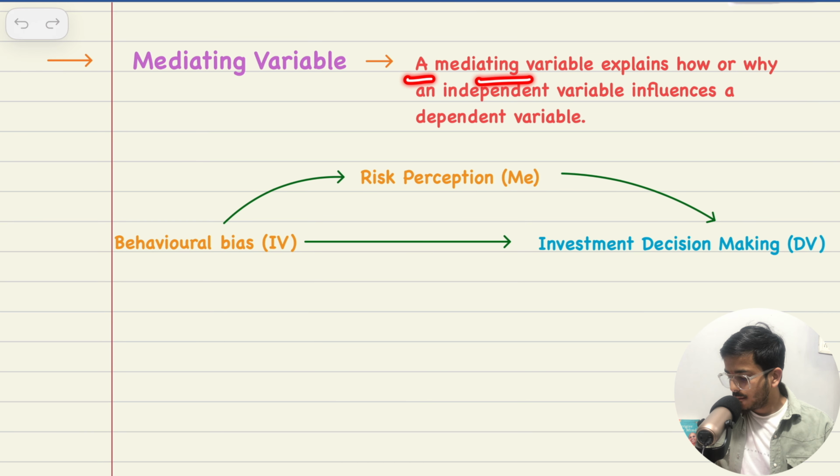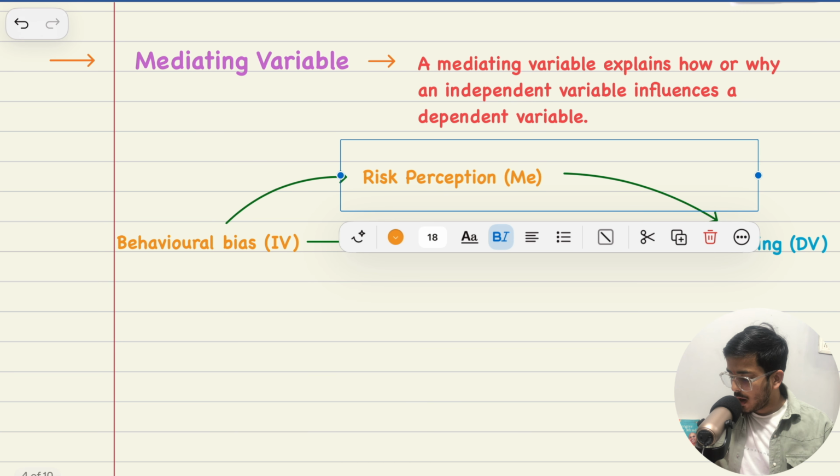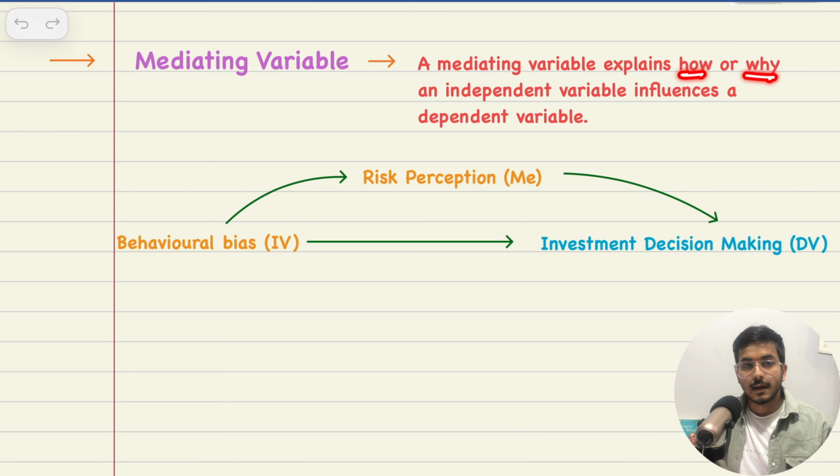A mediating variable explains how or why. Remember these two words, how or why, an independent variable influences a dependent variable.